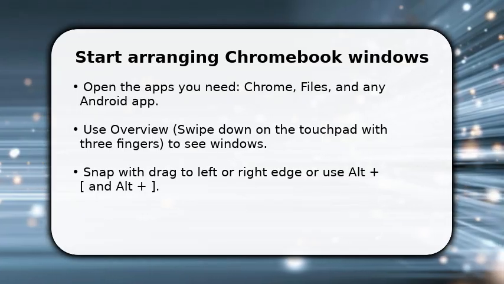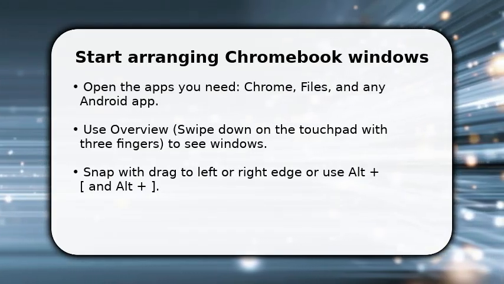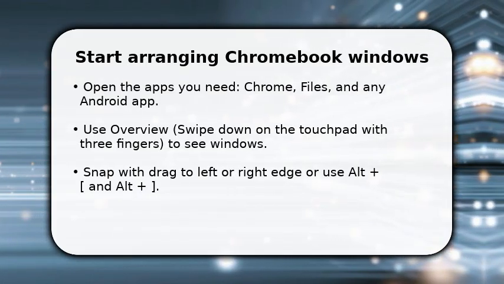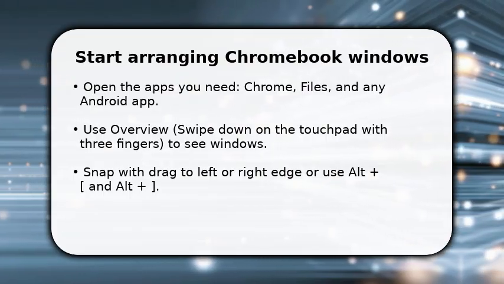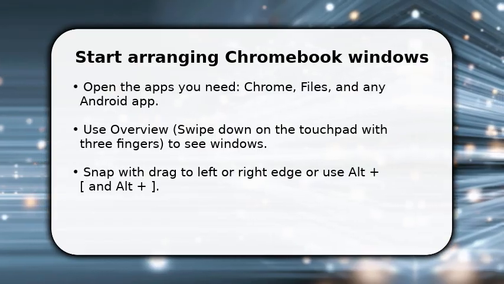You start by opening the 2 or 3 apps you want to arrange. This puts content on screen immediately so you can act. Once they are open, enter Overview with a 3-finger swipe or the Overview key to see all windows. This helps you pick the right pair.